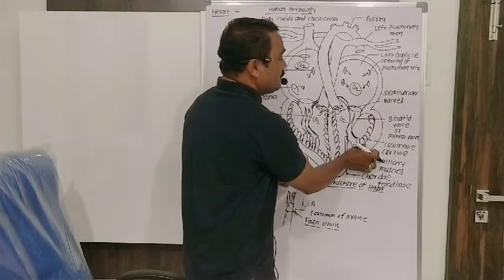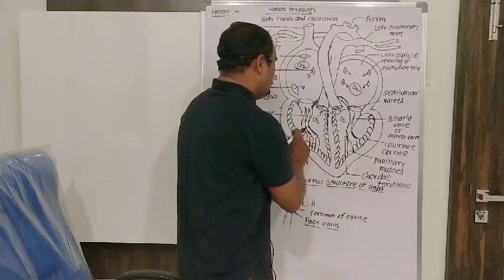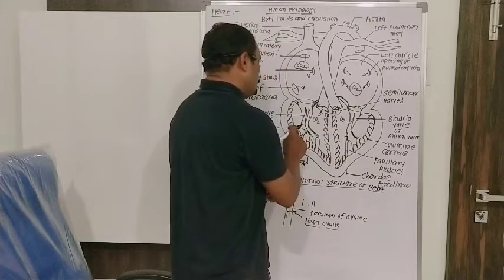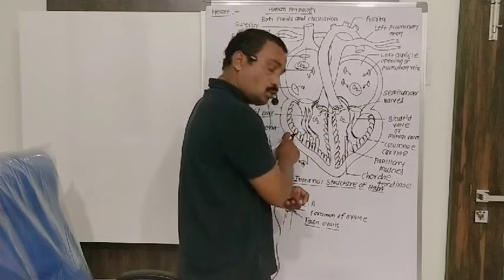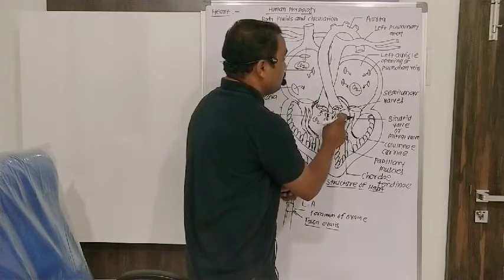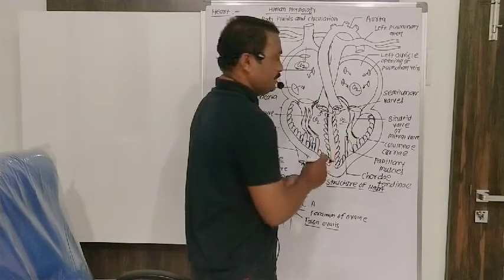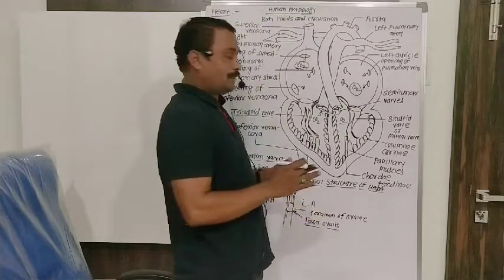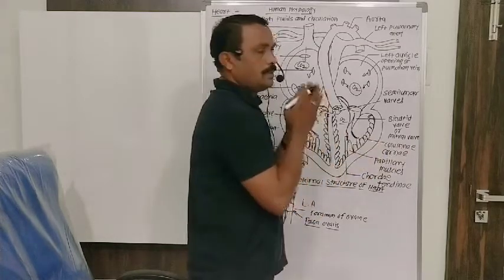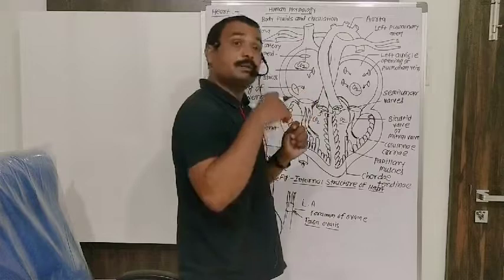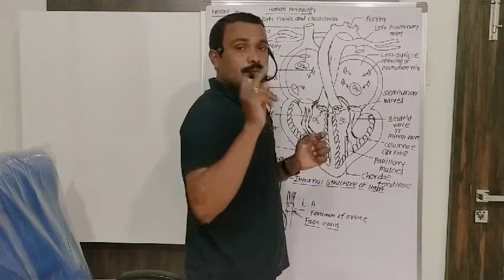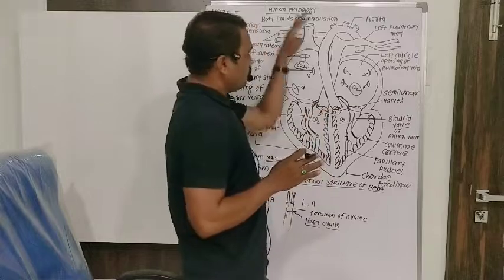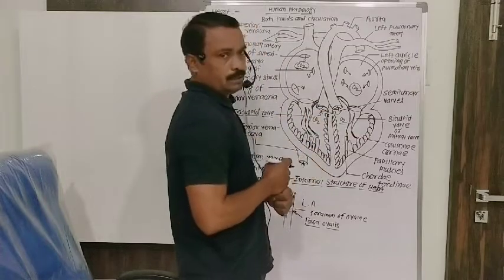The wall of the left ventricle is thicker than the wall of the right ventricle, because in the left ventricle there is oxygenated blood, and that gets supplied to each and every part of the body. That's why the thicker wall can create more pressure, and blood will reach each and every cell present in the body. Okay, it is about the internal structure of the heart. Thank you.